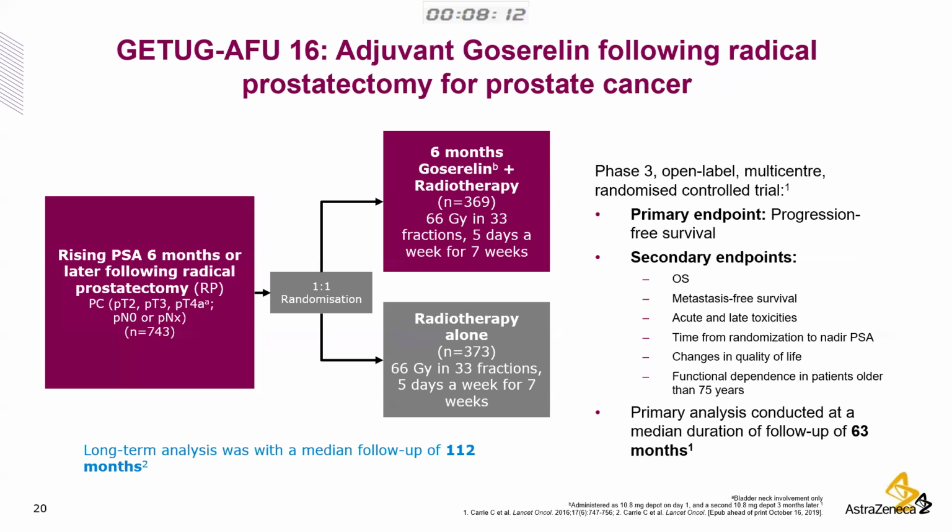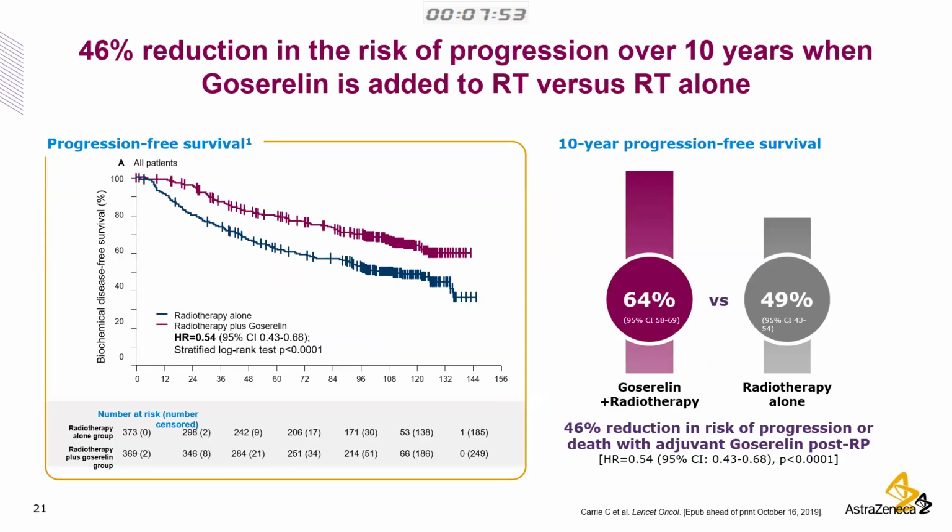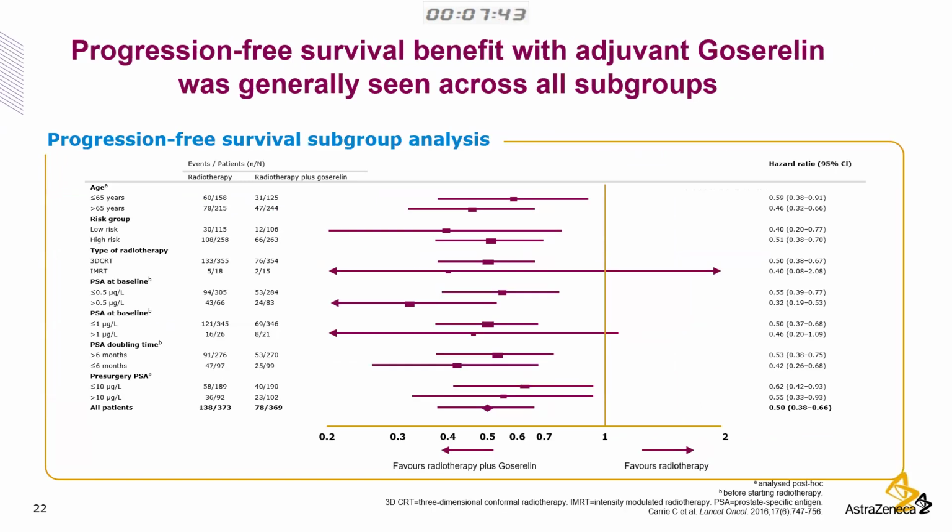Again, following the adjuvant gosling after radical prostatectomy, we have the AFU16 trial. In this, patients with rising PSA 6 months or later following radical prostatectomy were given 6 months of gosling plus radiotherapy or radiotherapy alone. Again, the primary endpoint was progression-free survival. And you can see that the 10-year PFS was 64% in the gosling arm compared to 49% in the radiotherapy alone arm, which means a 46% reduction in the risk of progression.